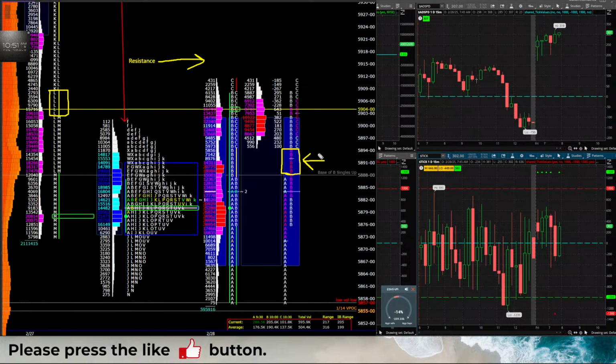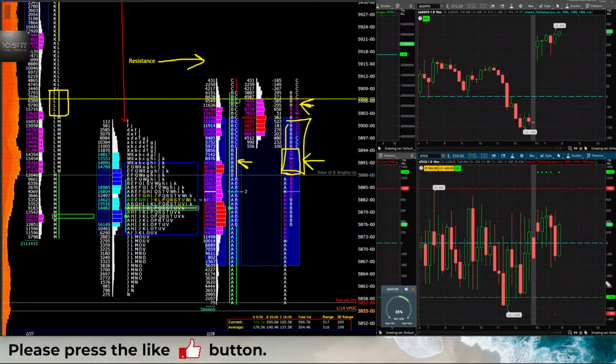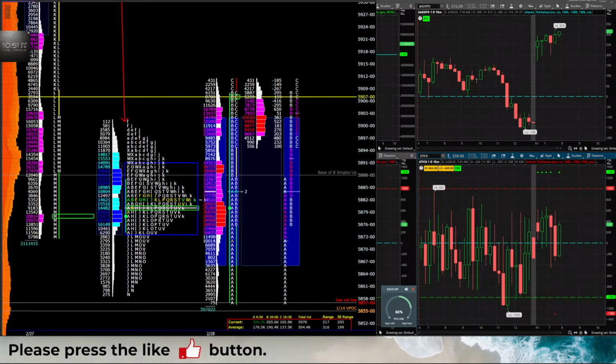Everything is context, right? When you first create a set of single prints, it is a sign you have a little bit of momentum, just for that moment. So in the C period, when we opened up here and we had all those single prints we left behind from the B, I bet we had a little bit of momentum up, okay? When you first create single prints, the highest probability is that you will backfill them, which is why I said we need that one more poke to the upside.